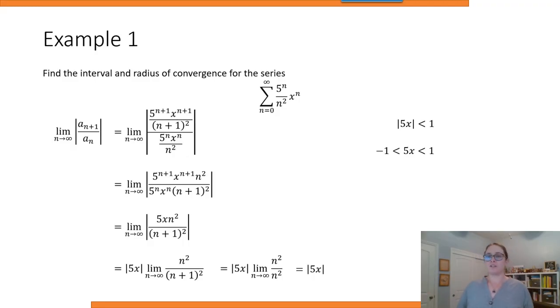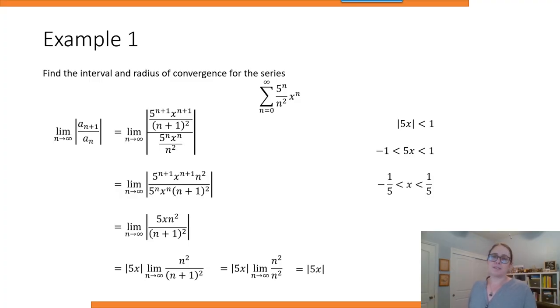The only thing left to do to solve this is to get the x by itself in the middle. So I'm going to divide all 3 parts by 5. And I end up with an interval of convergence of -1/5 less than x less than 1/5. So those are my endpoints for my interval. I can find the radius of convergence at this point. This one's centered at 0, so 1/5 is going to be my radius. But I'll show you at the end how to calculate it if you aren't able to just eyeball it.